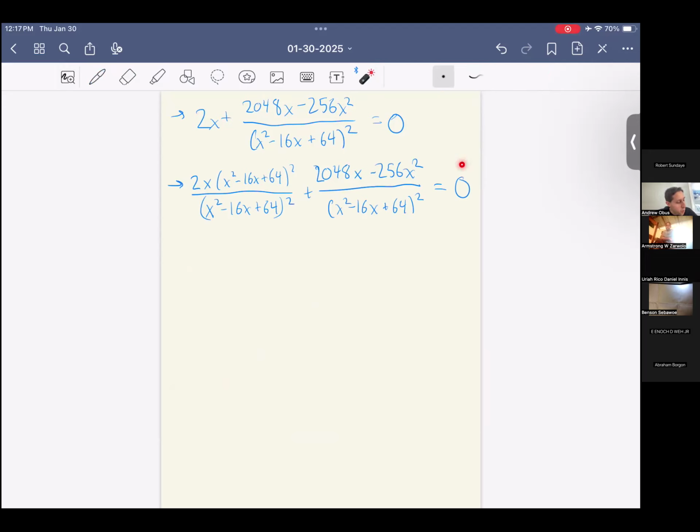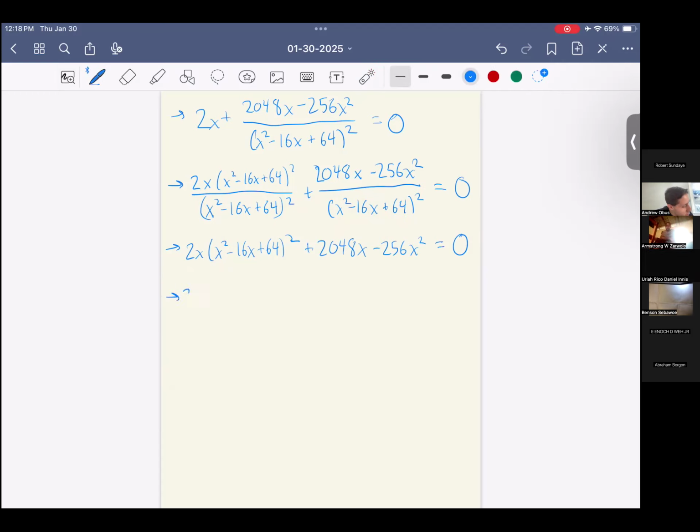But now the good thing is we've got a 0 over here, so we can just eliminate the denominator, right? So this gives us 2x times x squared minus 16x plus 64 squared plus 2048x minus 256x squared. This is all just equal to 0, right? We can just eliminate the denominator because I can multiply both sides by this denominator and the right side will still be 0. Okay, so this is good. So we now have a factor of 2x that we can divide by. So we're going to have x equals 0, but we can pull that out if we want.